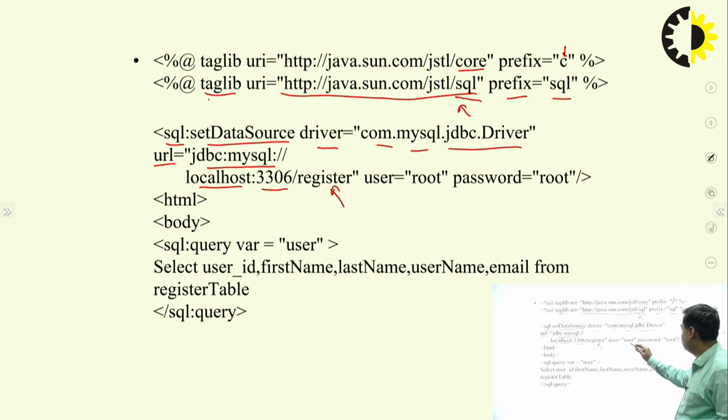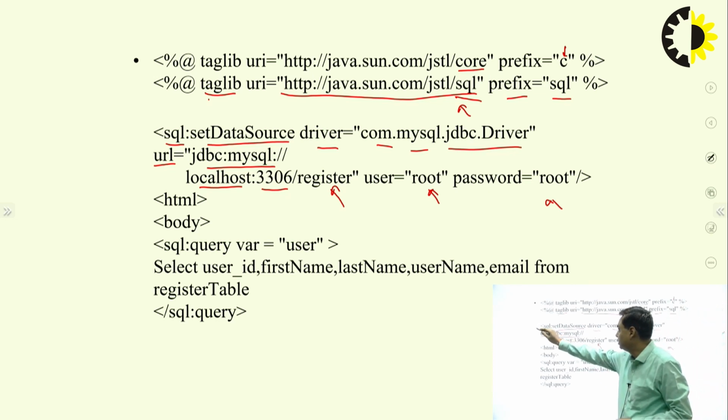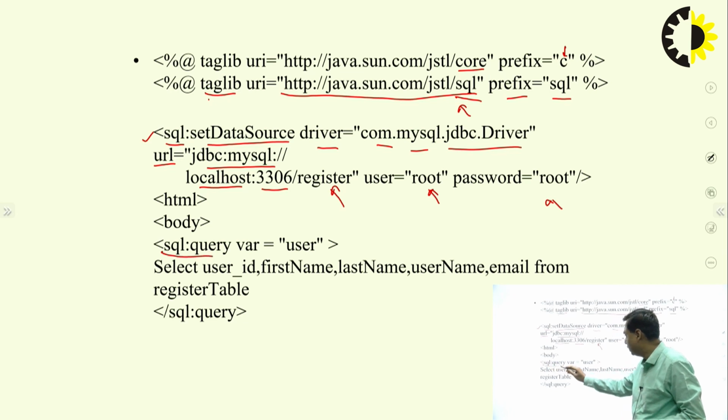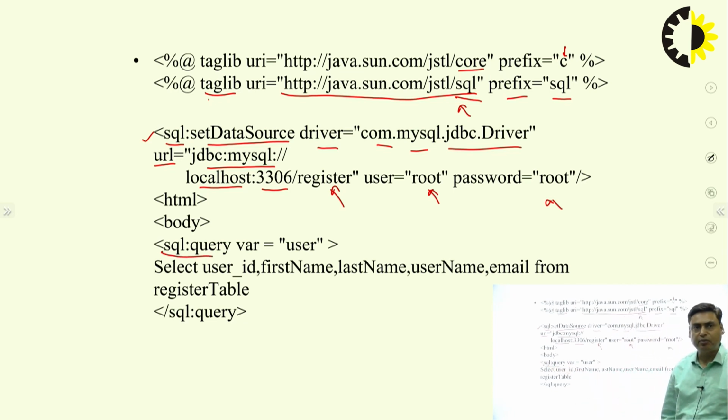So we have given the username is root and the password is also root. After execution of this JSP action tag, your program is connected to the MySQL database. Next part is to execute the query to fetch the data from the database. For that we are using an SQL query, and we have given a variable name user. Meaning that whatever the result of the query will be, it is stored in this object.